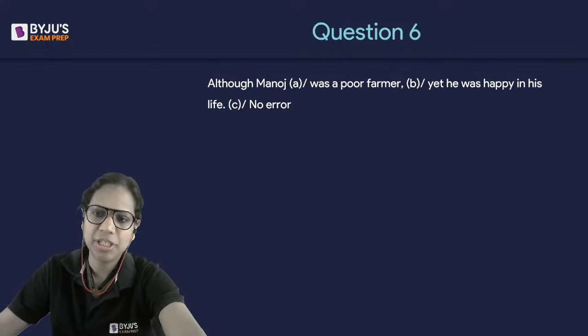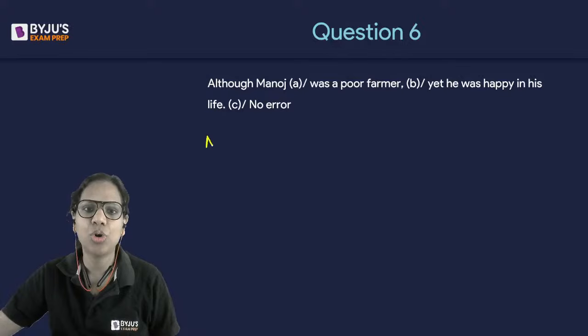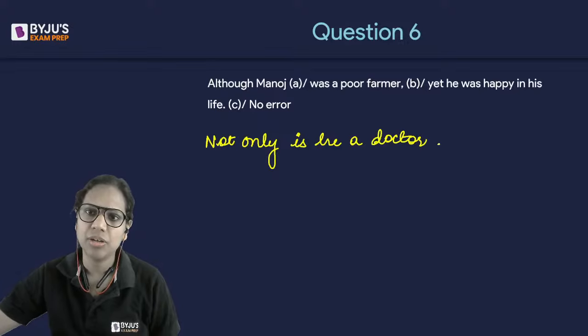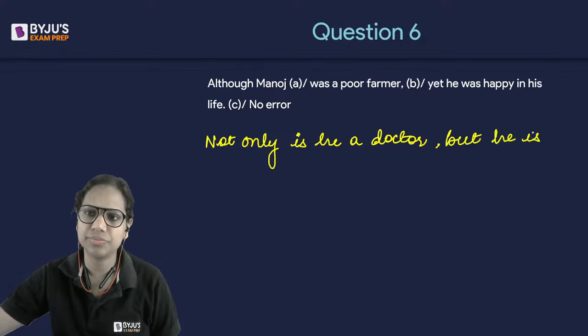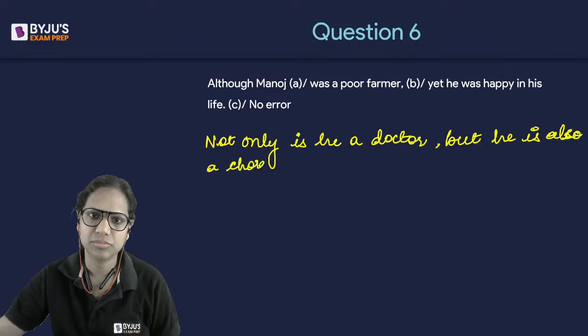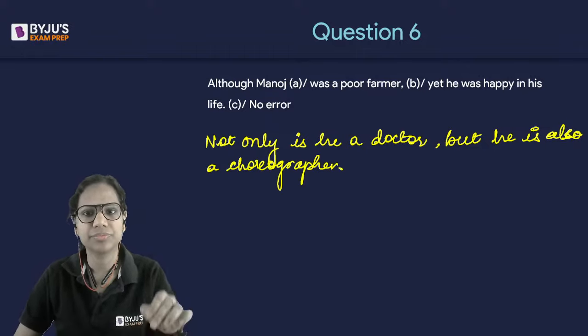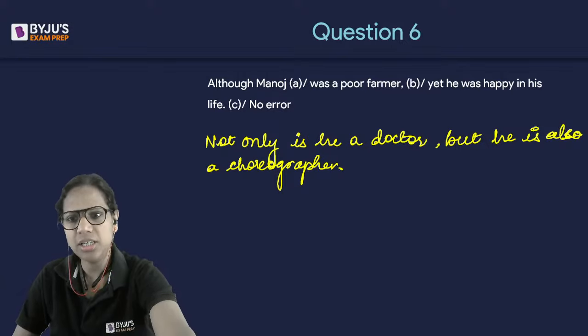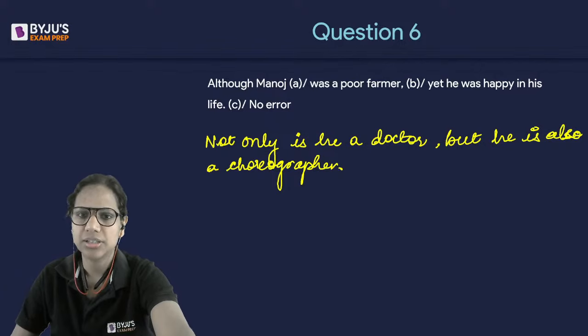Yes, it is applicable with all tenses, Arman. Not only is he a doctor, but he is also a choreographer. Okay. Ujjwal says C. Pratyusha also says C. Others?